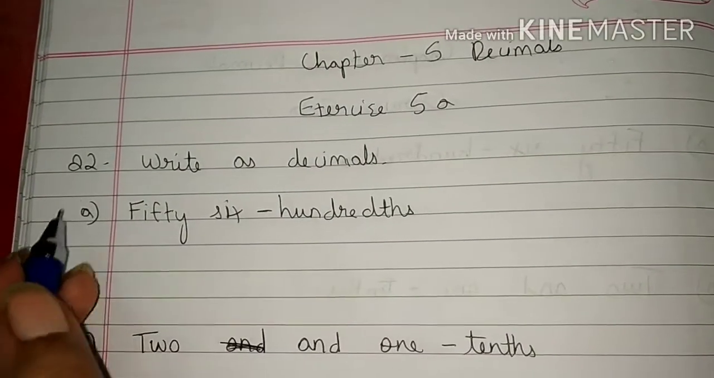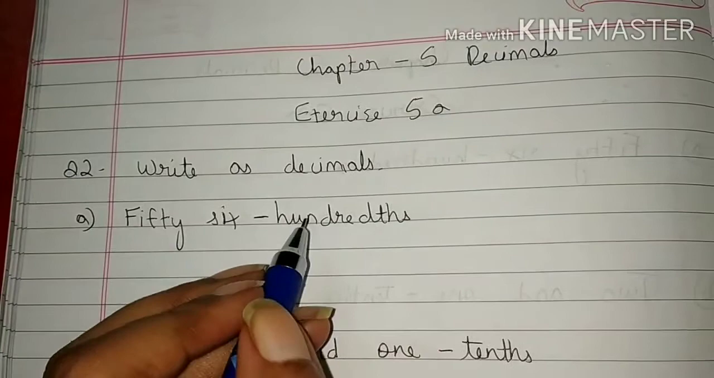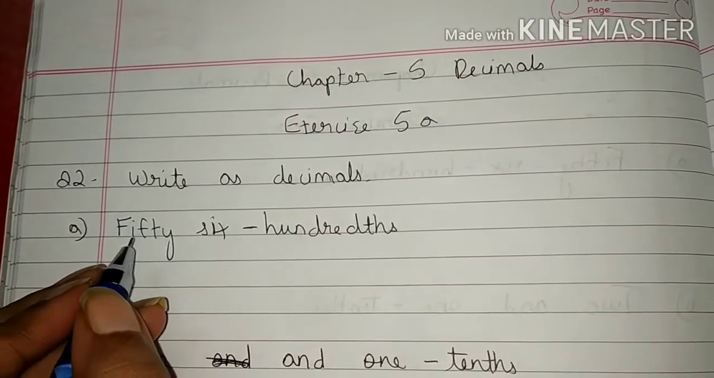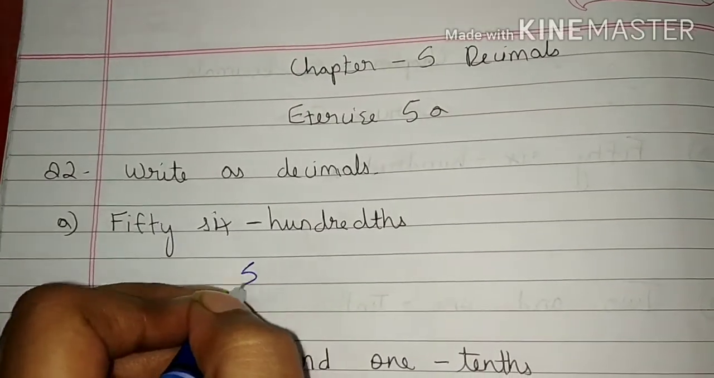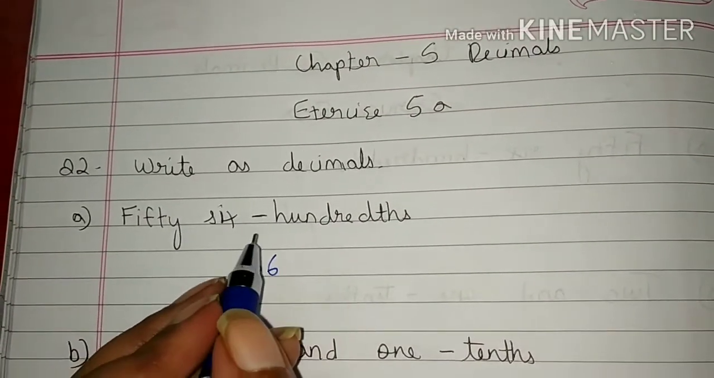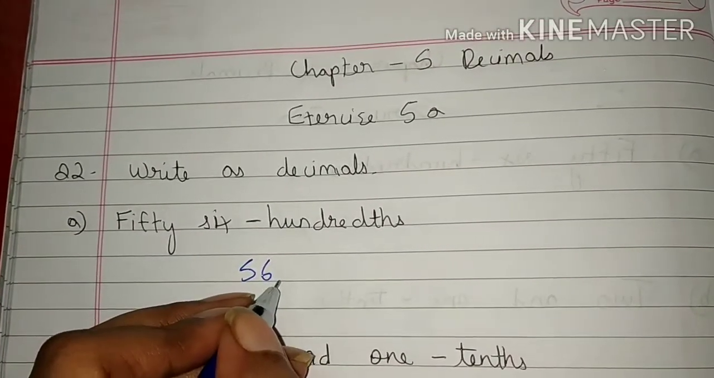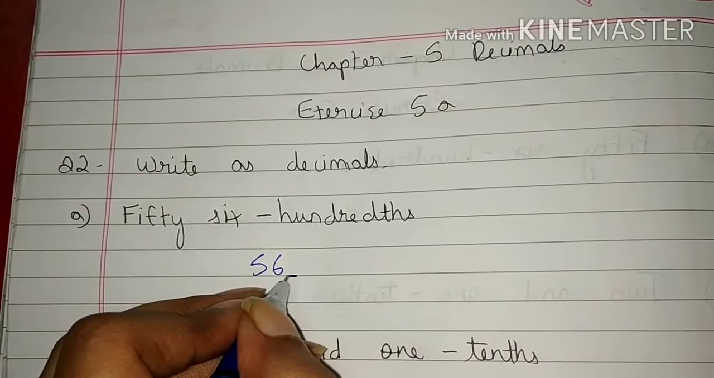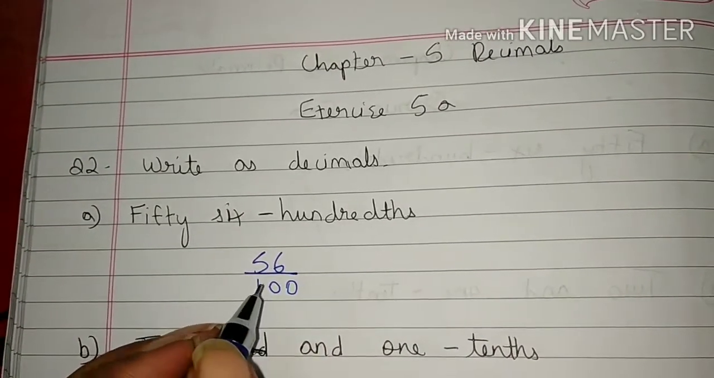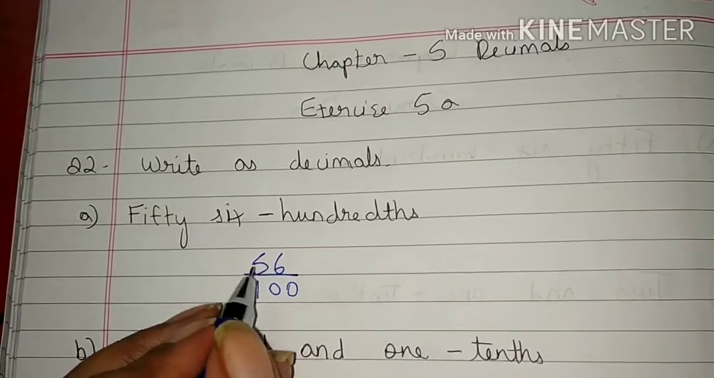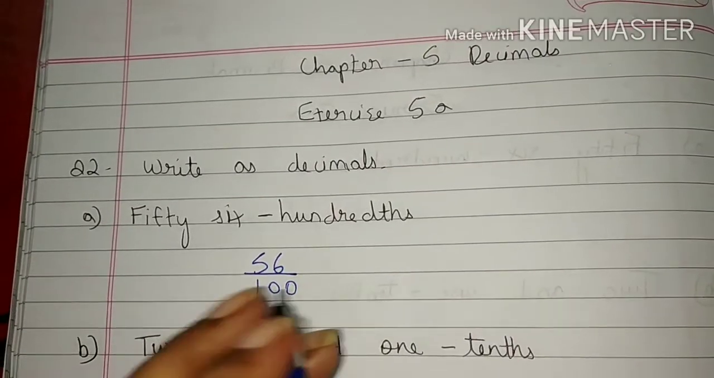Now students, come to A part. Question is 56 hundredth. Students, here it is written 56. So we will write 56. And because here it is written hundredth, so we will divide 56 by 100. Now students, we will convert 56 divided by 100 into decimal.